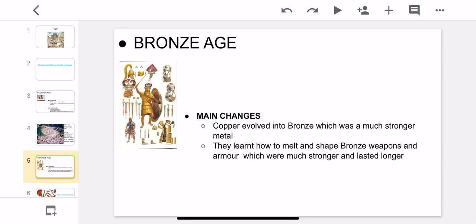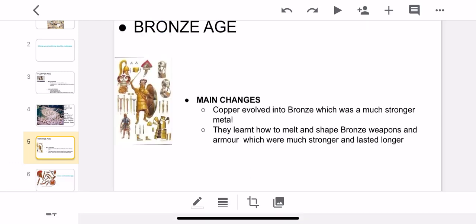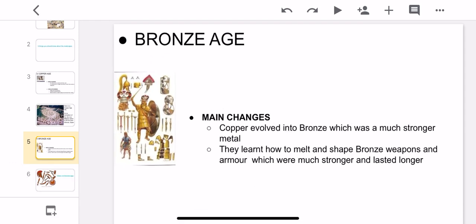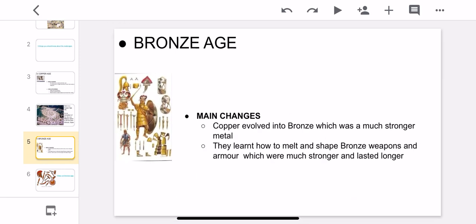People learnt how to melt and shape bronze so they could create weapons and armour which were much stronger and lasted a lot longer. You can see here in this picture, he is wearing some bronze armour as his outfit. This protected you in war. Armour.